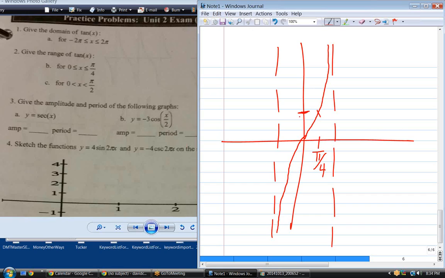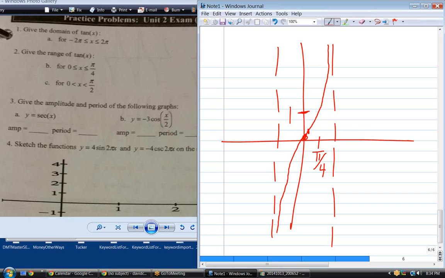I said there should always be a mark there, and very few people put it on there. I've never understood why, because it's actually a very key mark. It's where the tangent is equal to 1. So what's the range between 0 and pi over 4 for tan? 0 to 1, because it can be 0 here. It could be like a tenth there. It doesn't reach 1 until it gets to pi over 4, so it can be anything from 0 to 1.